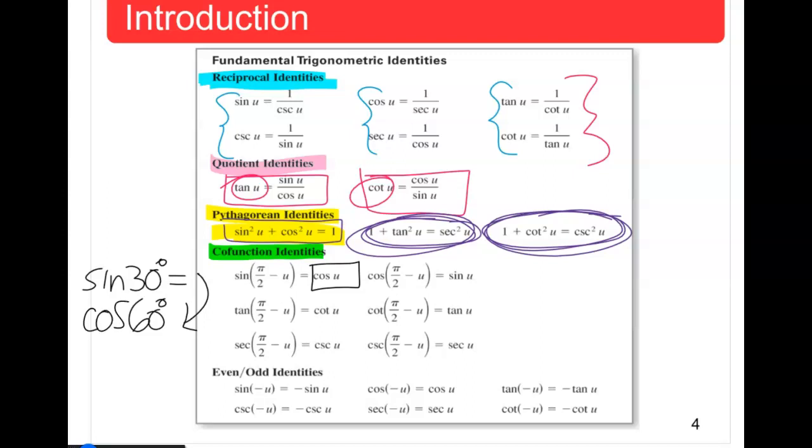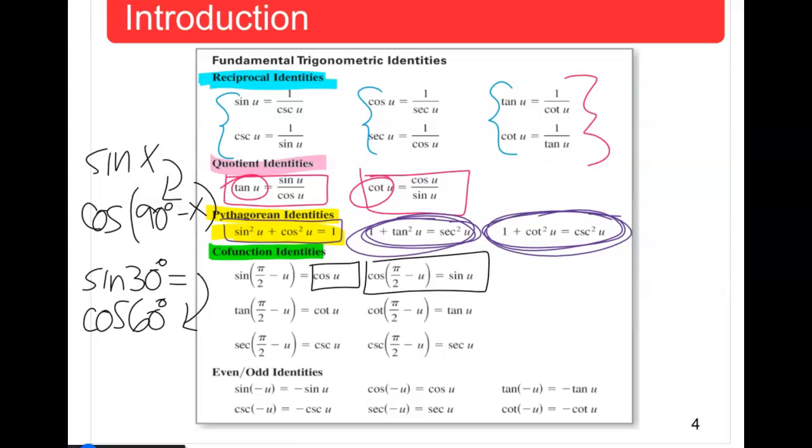Now, how could we find this in general terms? If we were talking about sine of x, the complementary identity to it will be the cosine of 90 degrees minus x. And that is why we have pi over 2, because remember, 90 degrees is the same as pi over 2. So it makes sense that they are written that way. Okay, and of course, if we're talking about cofunctions, sine and cosine go together.